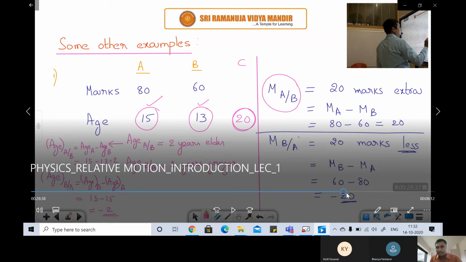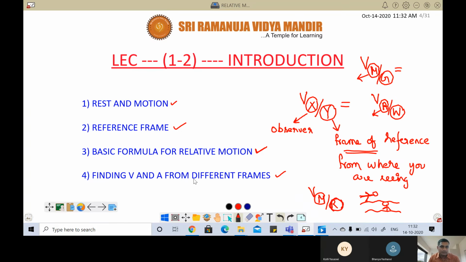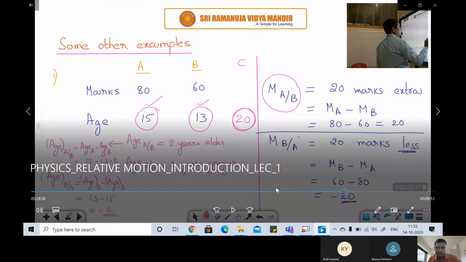So that means this is the general formula. Please remember, the basic formula for relative motion, the fundamental formula, is first quantity minus second quantity. Understood? First quantity minus second quantity. Of course, this is in general terms.